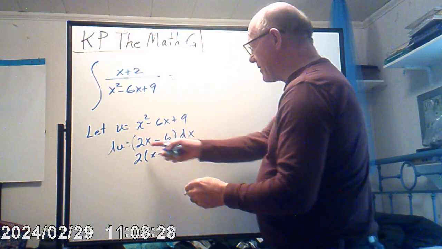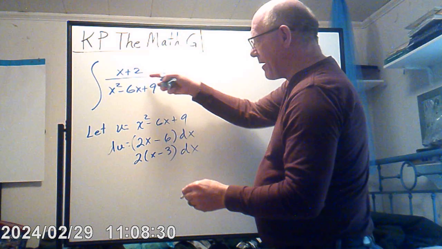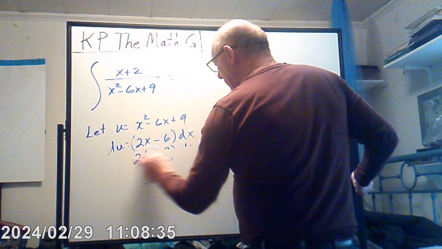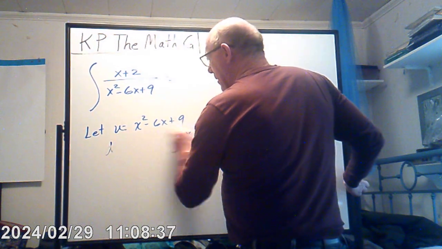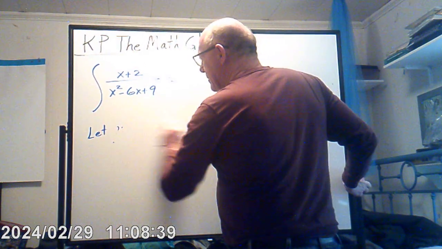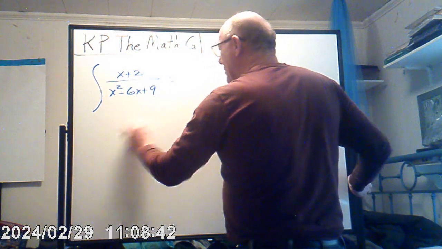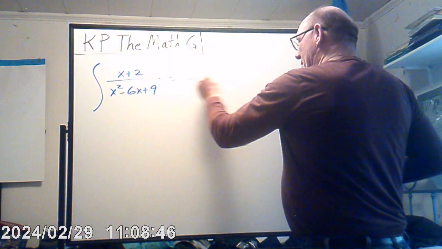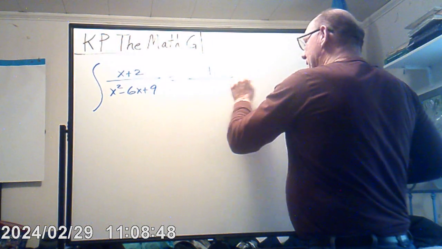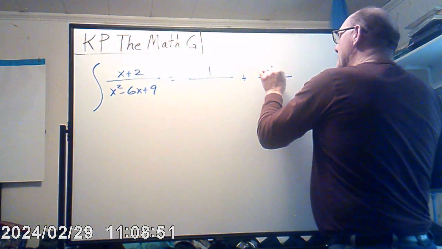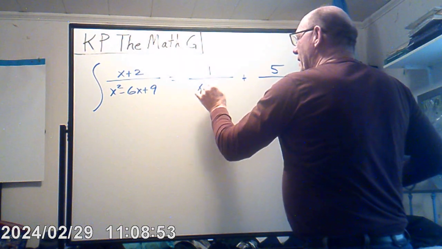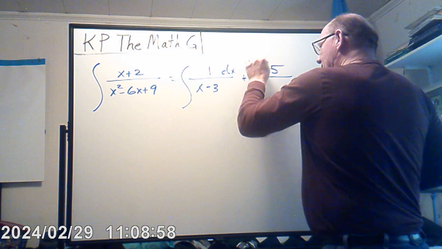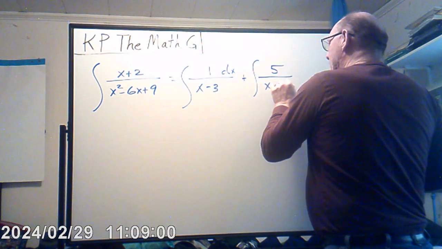I don't have the exact same thing up here. I have an x plus 2 up here. So I cannot let that happen there. I've got to use this partial fraction method. You remember what a was? A was 1, b was 5. We had x minus 3, and then we had x minus 3 squared, didn't we?